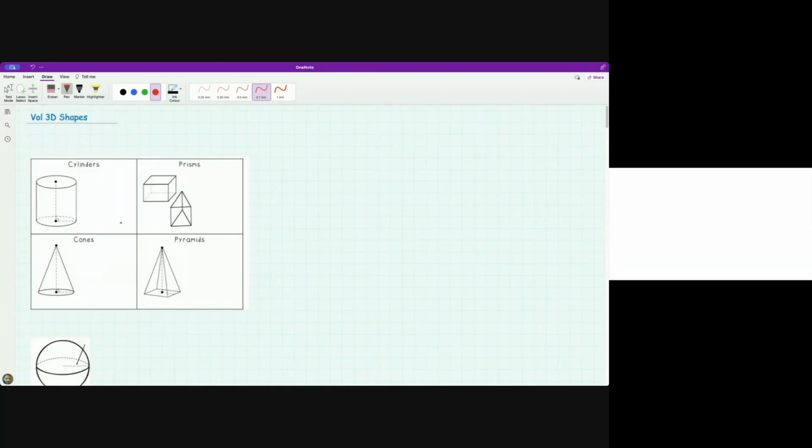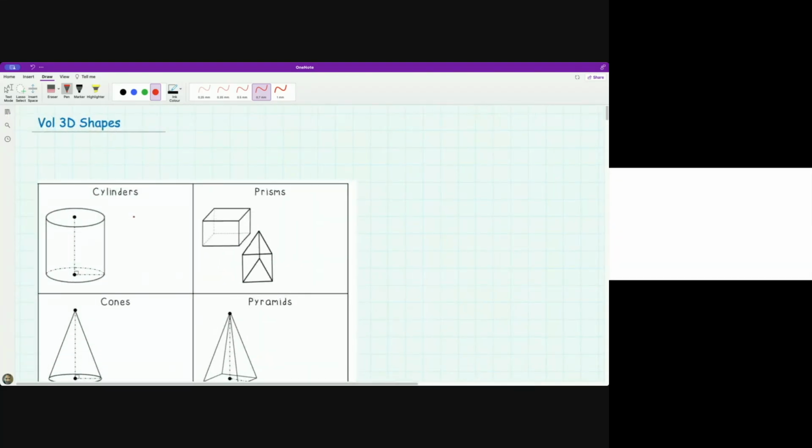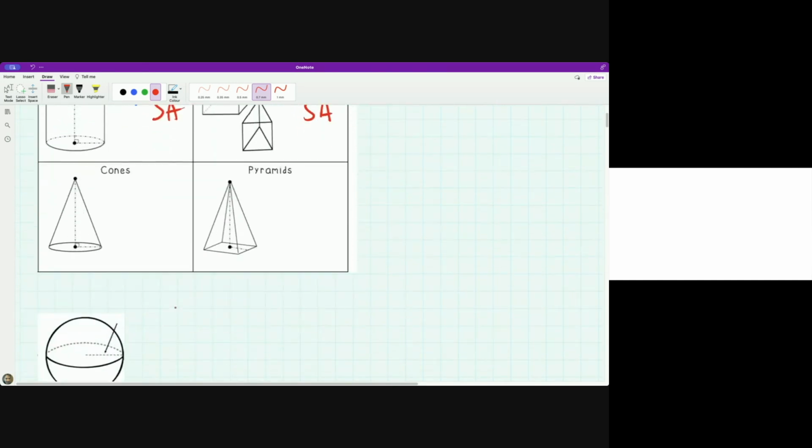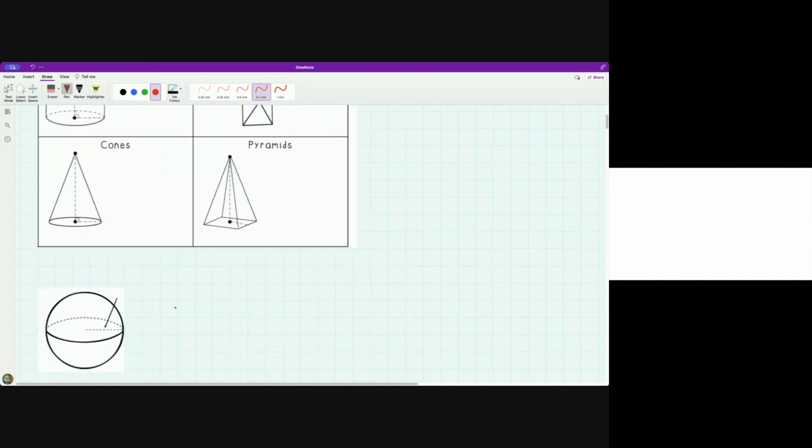What are we doing? We are focusing on the grade 11 3D shapes. In the last lessons, we did cylinders. I mean, these are still grade 11 shapes, and prisms. So those are the ones where we did volume and surface area. Today, we're going to focus on the newer shapes, which are cones.